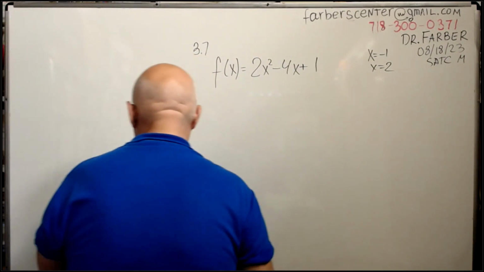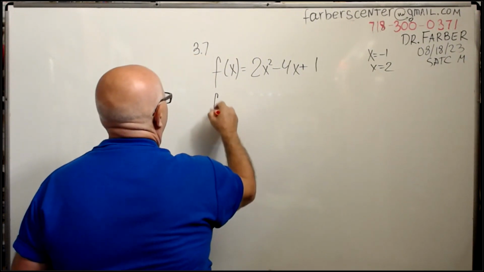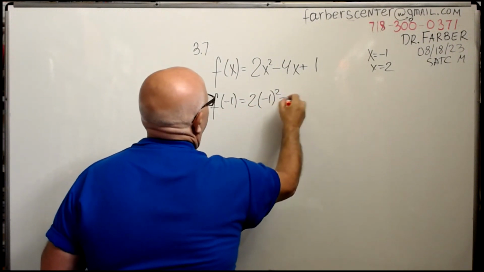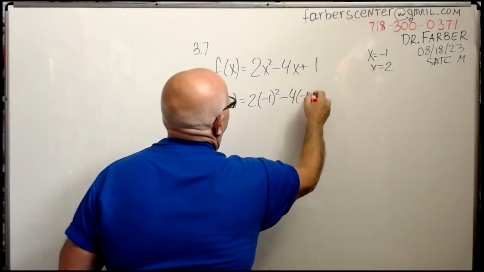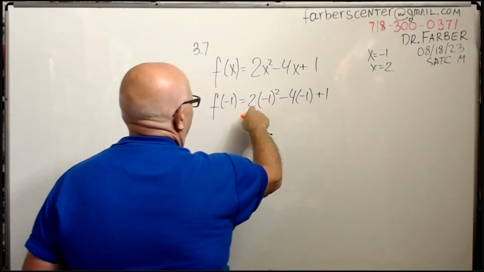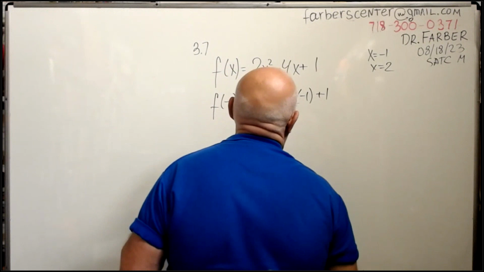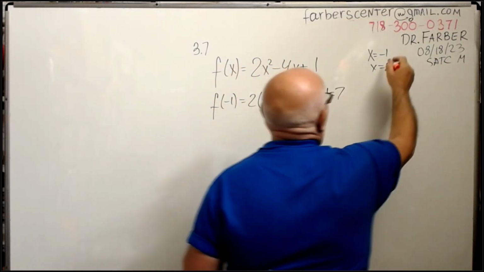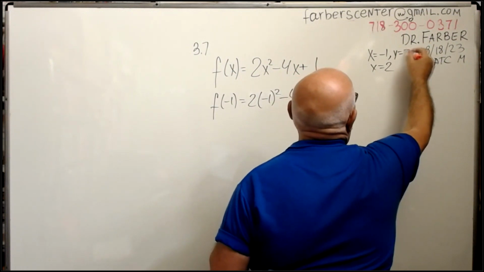All right? Plug in. What is f of -1? 2 times -1 to the second, minus 4 times -1, plus 1. That is 2 plus 4, 6, plus 1, 7. So y equals 7.